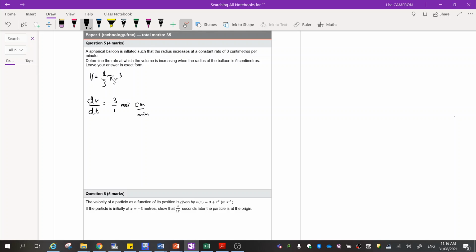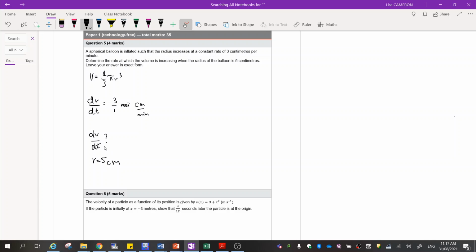Determine the rate at which the volume is increasing. So we want the volume increasing when the radius is 5 centimeters. So radius equals 5 centimeters. Determine the rate at which the volume is increasing. So that'll be dV with dt is what we want to find.